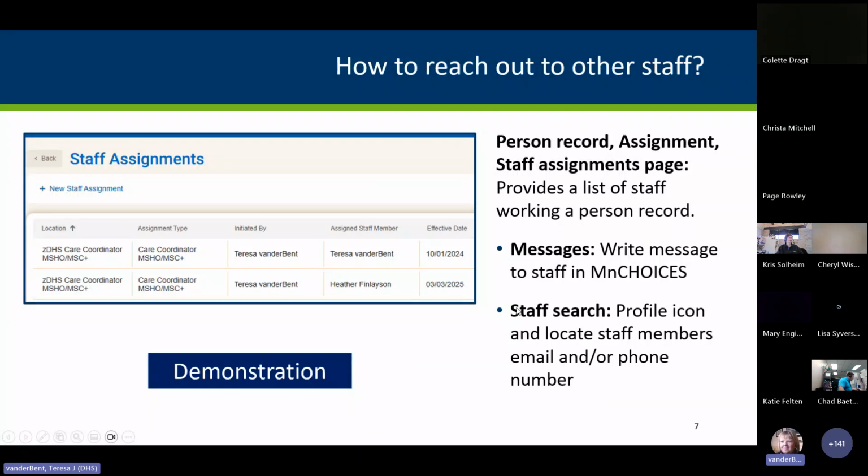So a question that we sometimes get is how to reach out to other staff. You can always go in the person record, go to the assignment icon, and go to the staff assignments page, and it will list who the care coordinator is for that person, or if there are other staff working, case managers or other things. You can do that.